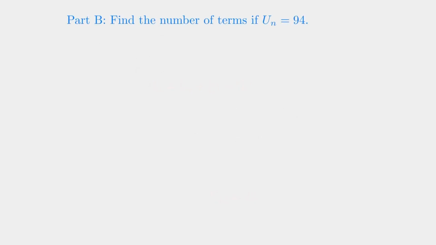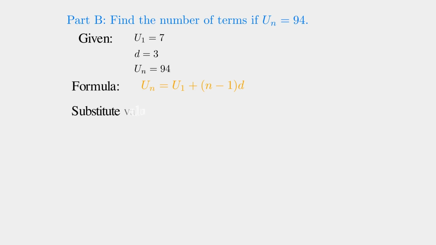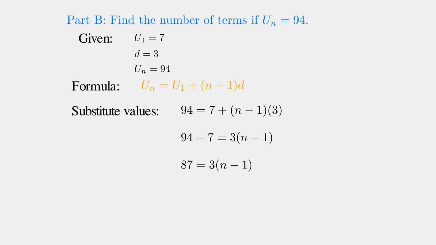Now in part B, we already know the last term Un, which is 94. And we want to find out the position of this term in the sequence. Again, we already have U1 equal to 7, D equal to 3, and our formula is Un equal to U1 plus n minus 1 times D. Let's replace all of the values in the formula. So we get 94 is equal to 7 plus n minus 1 times 3.